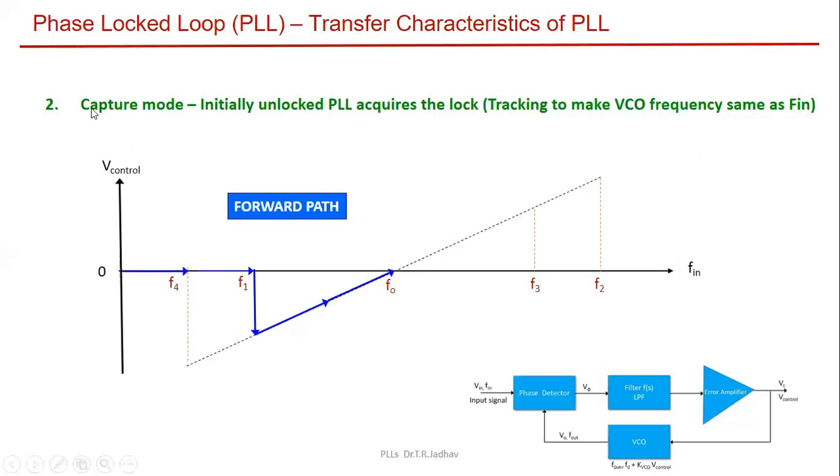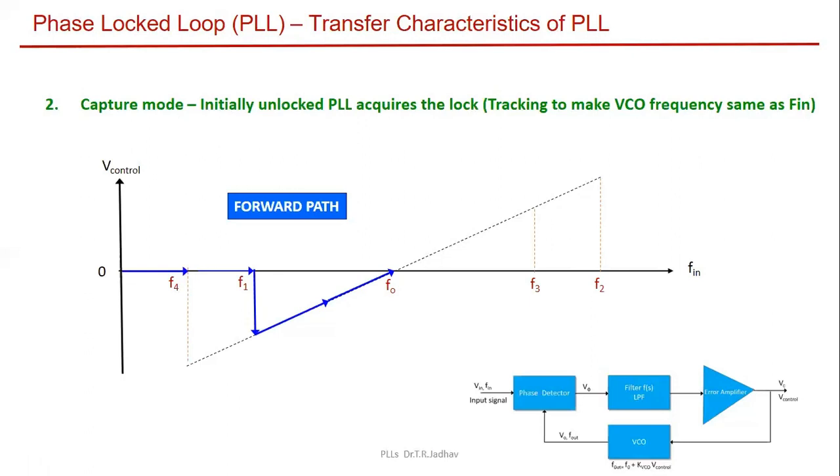Here you can see, read the statement: capture mode, initially unlocked PLL acquires the lock. Before F1, the PLL was not locked. We say that it is initially unlocked. So it is acquiring the lock. At F1, it started acquiring the lock, and at F0, it has perfectly established the lock. There it can track the signal, and that's why the VCO frequency also changes according to the input frequency. That's why you can say that it is perfectly locked.